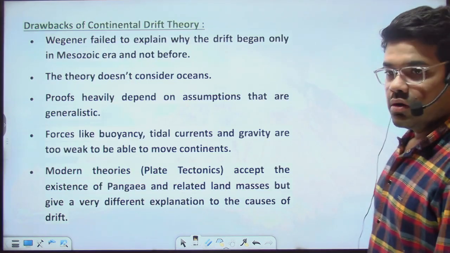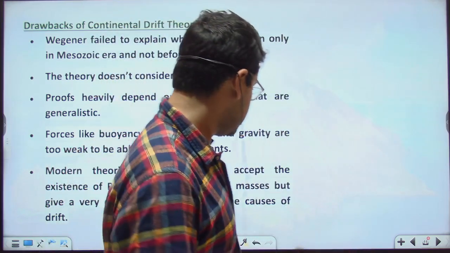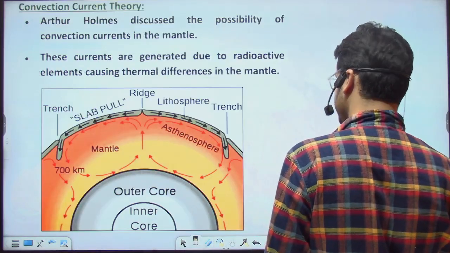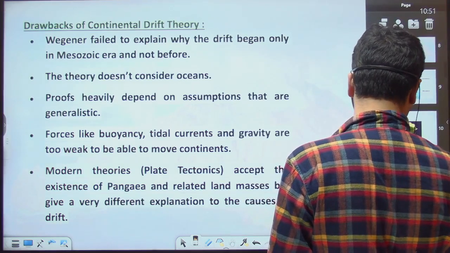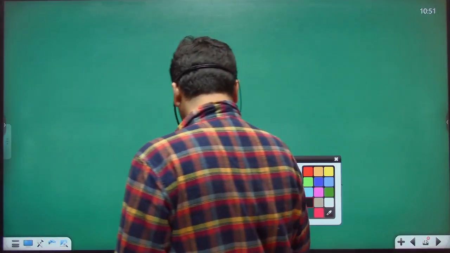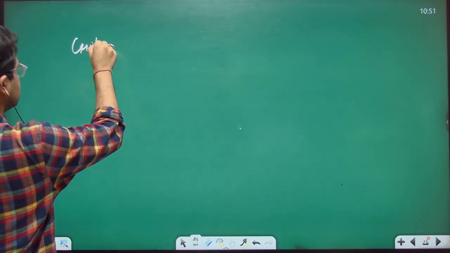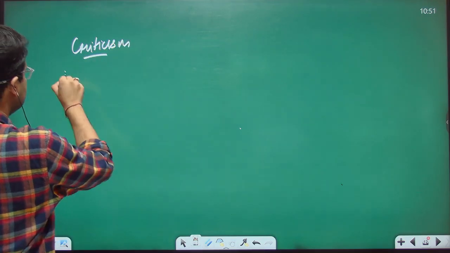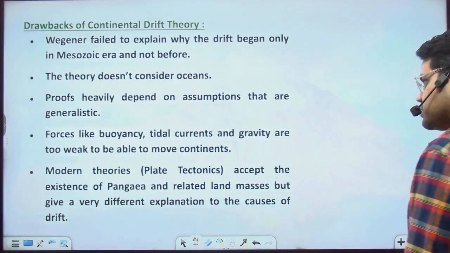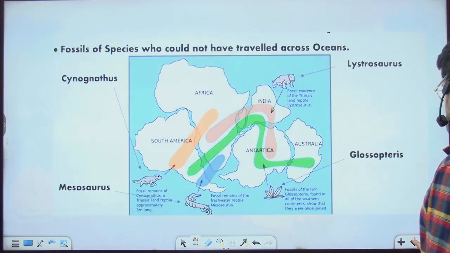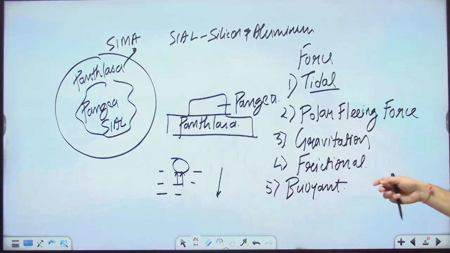First of all, the major criticism. Just let me come here. I just want to add a slide. Okay, here it is. What do you think is the first criticism of this theory? The forces. What are the forces? These forces that we talked about: tidal force, polar flinging force, gravitational force, frictional force.